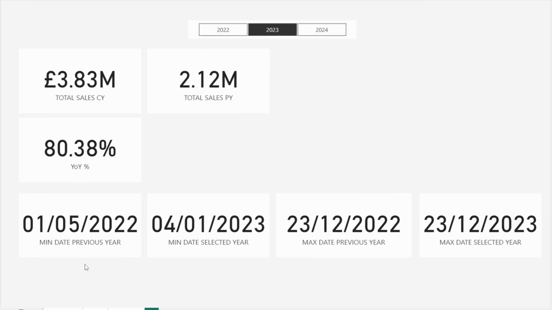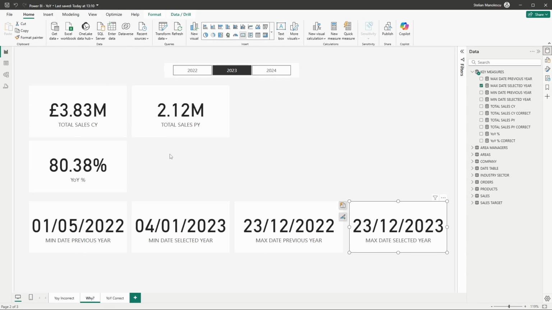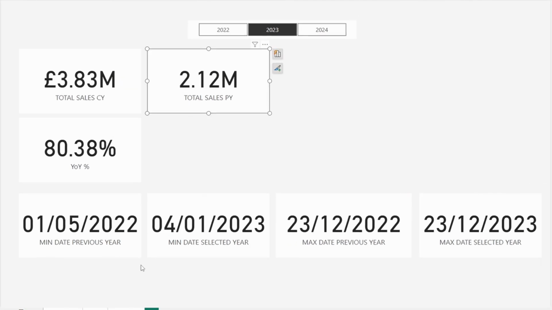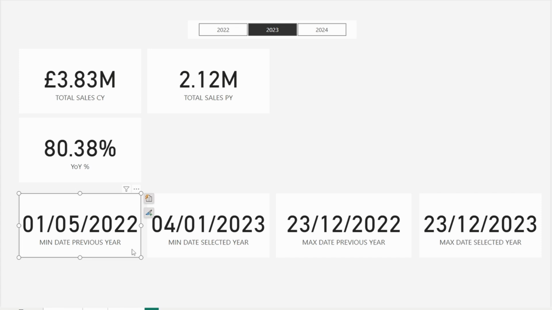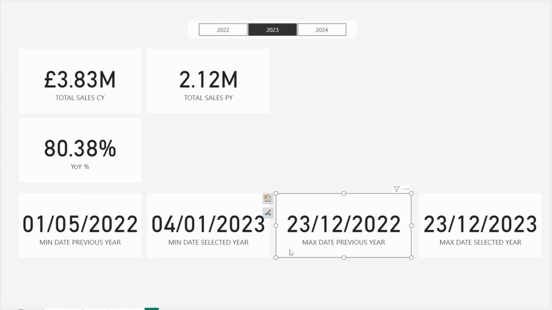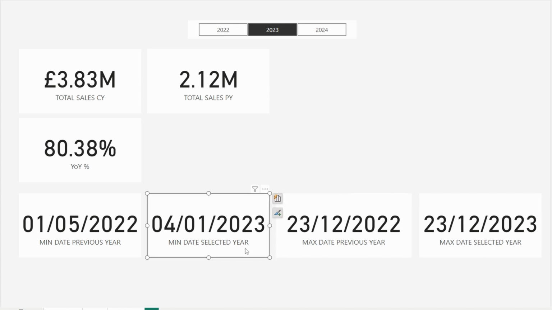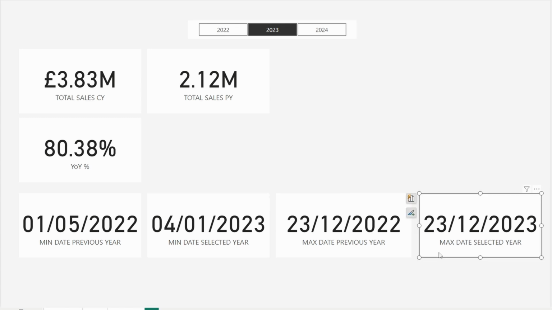First, I calculated the minimum date for the previous year, the minimum date for the selected year, the max date for the previous year, and the maximum date for the selected year. Now, the sales for the previous year are calculated between 1st of May and 23rd of December. The sales for this year are calculated from 4th of January to 23rd of December.